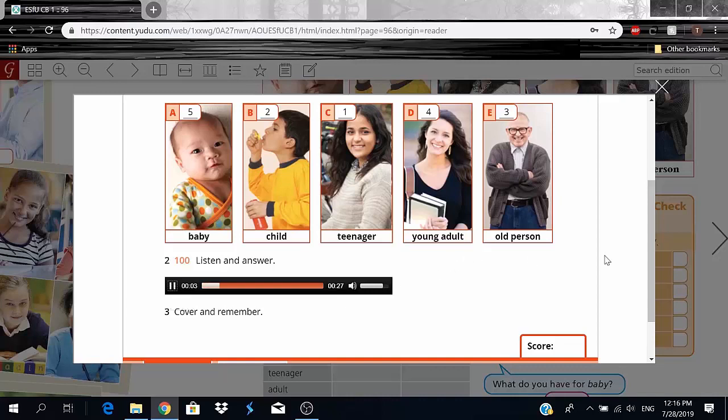100. Exercise E2. Listen and answer. How old is the baby? How old is the boy? What about the teenager? Is the woman about 50? Is the old person about 60?